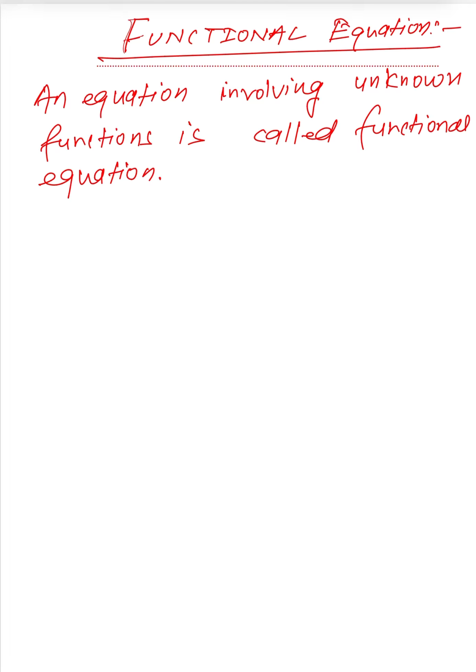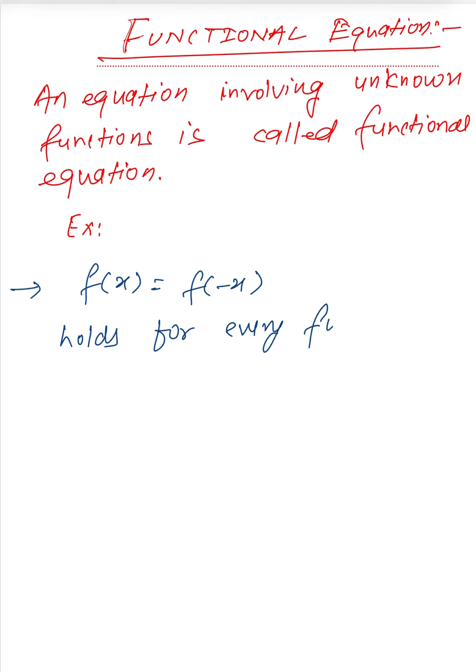So what is a functional equation? An equation involving unknown functions is called a functional equation. For example, suppose I take f of x is equal to f of minus x. This is a functional equation, and this holds for every even function. There are several such functions; I am just taking a simple example. This is satisfied by f(x) = x square, f(x) = mod x.